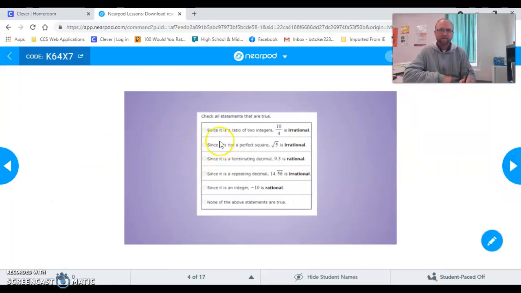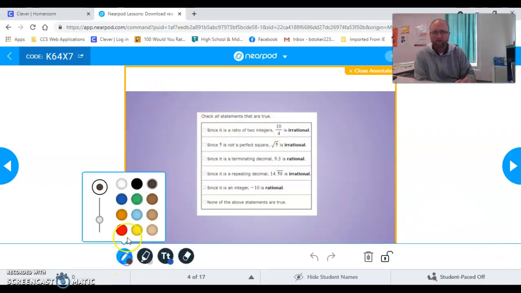Okay. This next one, you have to check all statements that are true. In ALEKS, you'll actually check these boxes. For this Nearpod, you'll answer in the multiple choice, so it's true or false. Remember, in this, we're looking at rational and irrational numbers.